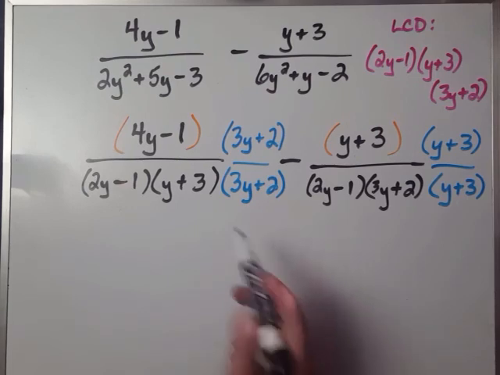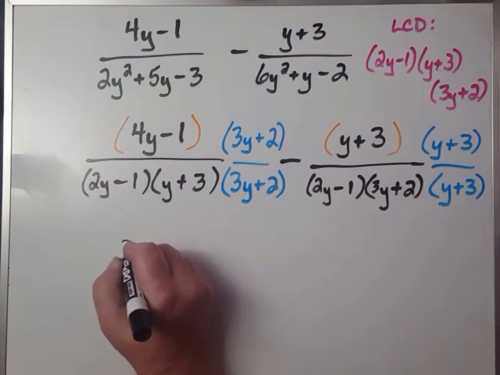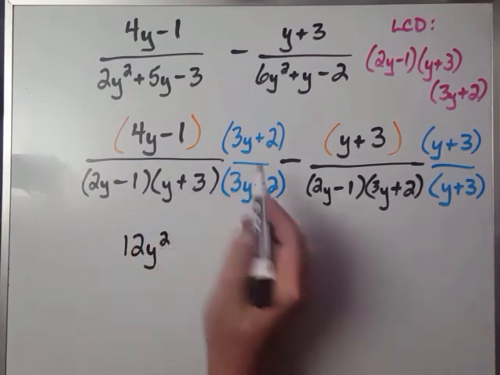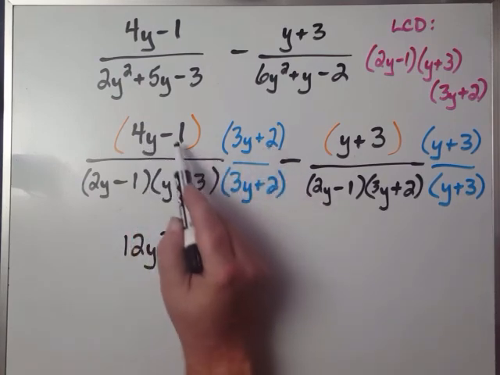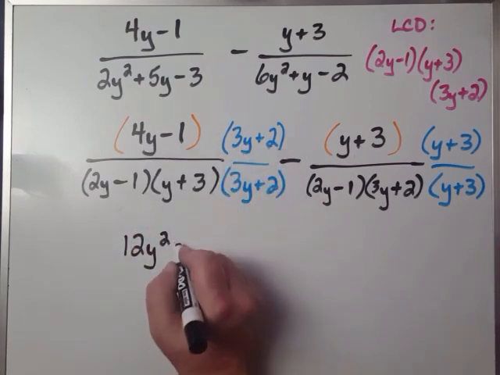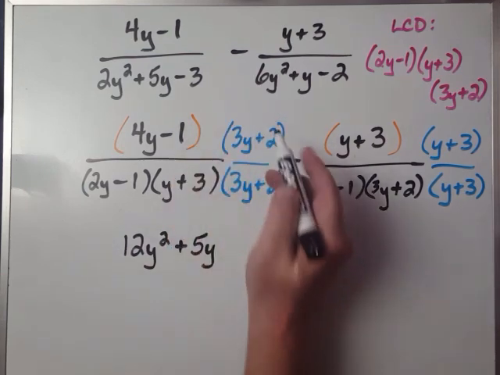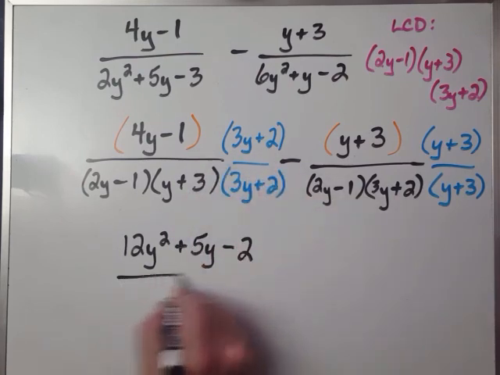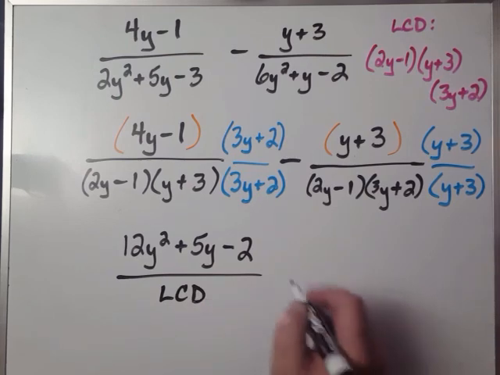So here we go. Product of the first, 4y times 3y is 12y squared. The outside and the inside. The outside plus 8y. The inside minus 3y for a total of plus 5y. And product of the last, minus 2. And that is over this crazy least common denominator.